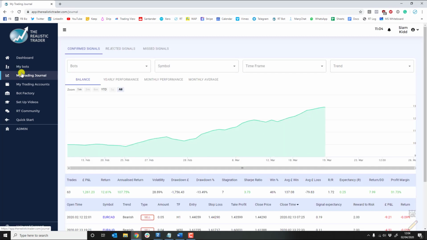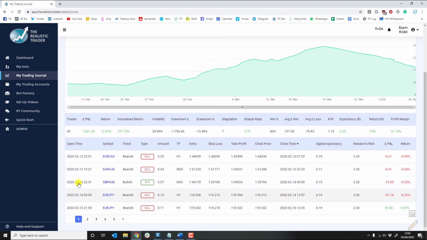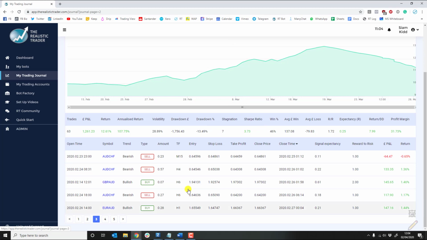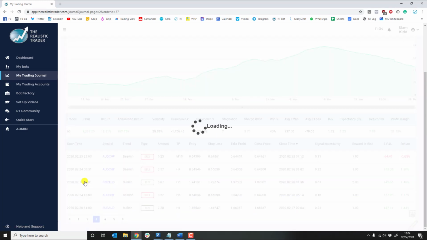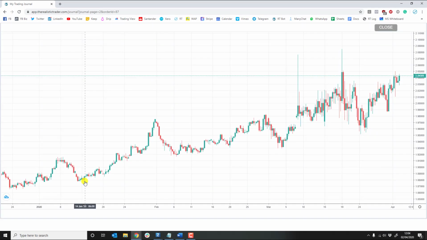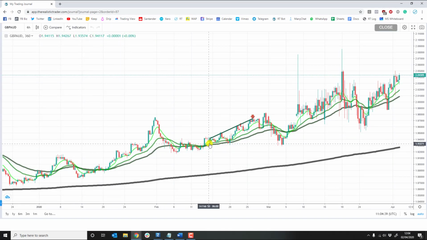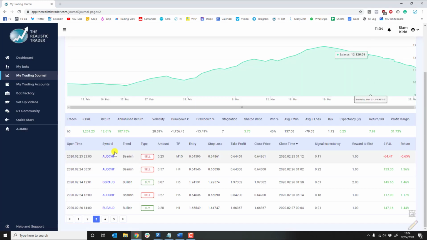My trading journal basically shows you what's happened with your bot. Every trade it's placed, etc. You can click on it and it'll open up a screen and show you what happened. So there you can see I went long, took profit here. Well, the bot did. I didn't do it. All I pressed was yes.